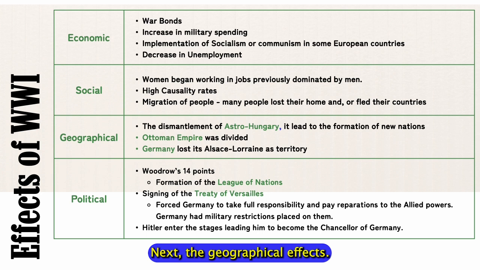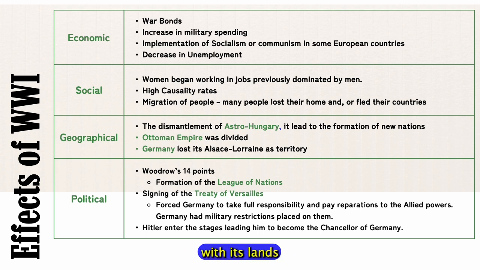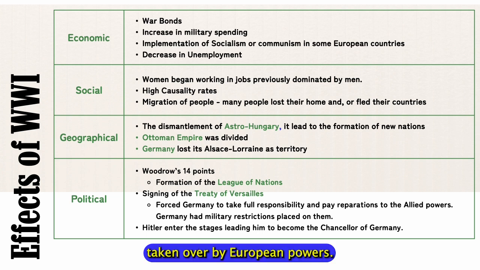Next, the geographical effects. After the war, the Austro-Hungarian Empire was broken apart, and new countries like Austria, Hungary, and Yugoslavia were created. The Ottoman Empire was also divided, with its lands taken over by European powers. Germany lost the territory of Alsace-Lorraine to France as part of the peace agreement. Finally, the political effects.